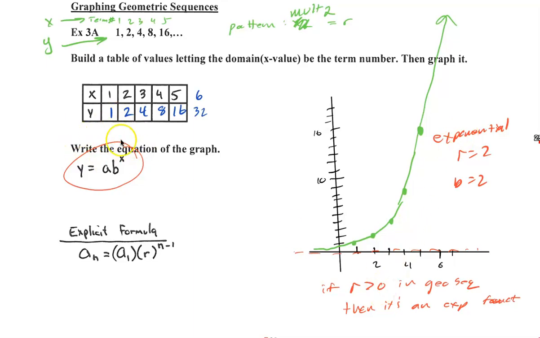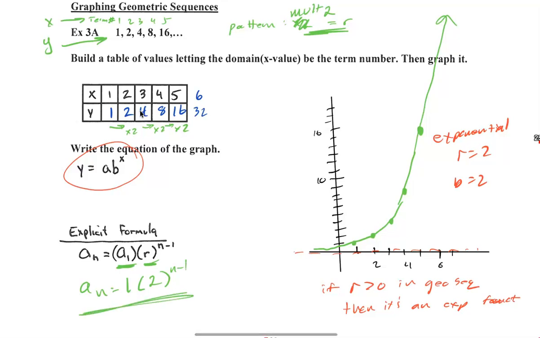So if I wanted to write an explicit formula first, let's do that. That's a little easier, right? Explicit formula, all I need is a1 and r. That's all you need, right? Our a1 was 1. Our r, we're multiplying by 2 every single time. So our explicit formula is going to be a_n equals 1, our a1, times 2^(n-1). That's our explicit formula.